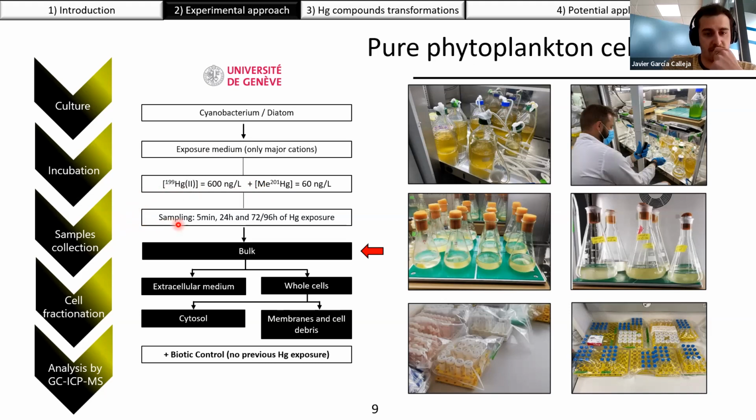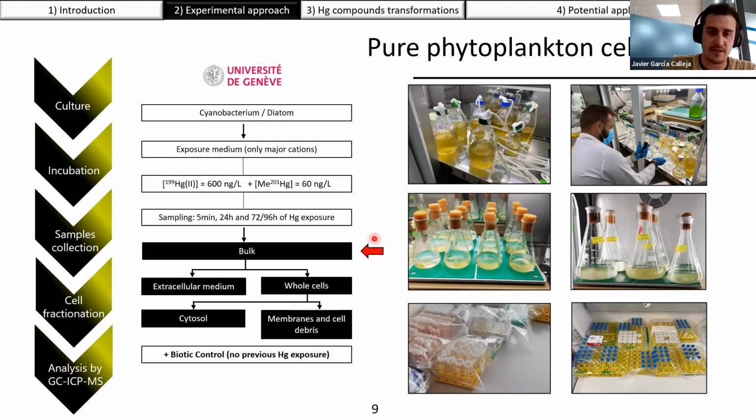We collect the samples at 5 minutes, 24 hours, and 72 and 96 hours of mercury exposure in the bulk, but afterwards we carry out a centrifugation to collect the cellular medium and the whole cells. And finally, we fractionate the cells in order to collect the cytosol and the membranes and cell debris.